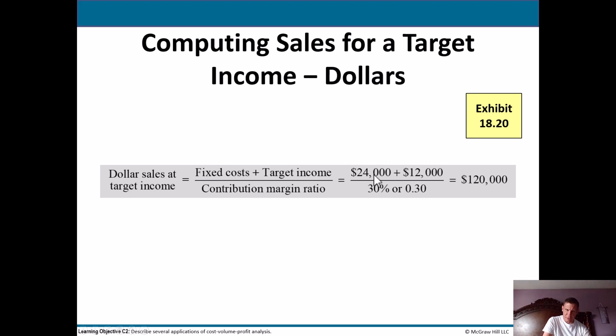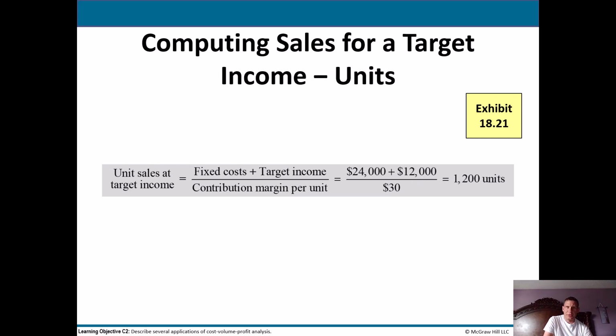In this case, the fixed cost is 24, as we know, and they want to make a target income of 12,000. So they took the 24, added it to the 12, and then they took the CM, what we call the CMR, contribution margin ratio, which is 30%. So think of this as 36,000, 24 plus the 12, divided by 0.3 gives us 120,000. In layman's terms, if you sell 120,000 worth of stuff, you will be able to pay your variable costs, obviously. You'll be able to pay your fixed cost of 24, and you'll be able to achieve a target income of 12,000.